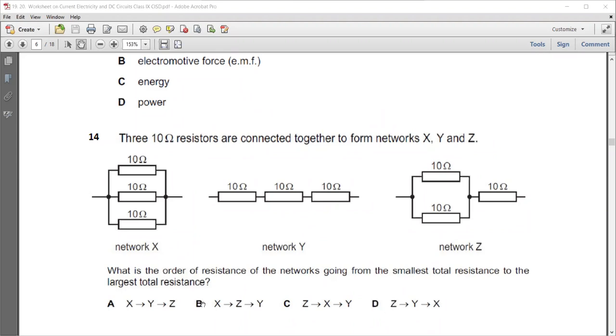Answer is B. Now, can you please tell me in this network X, how much is the combined resistance? 3.33. So, those who are listening, please write it. Here, the combined resistance is 3.33 for X. For Y, how much is it? 30. Okay. Then for Z, 15. I think the other students, you understood it, right?